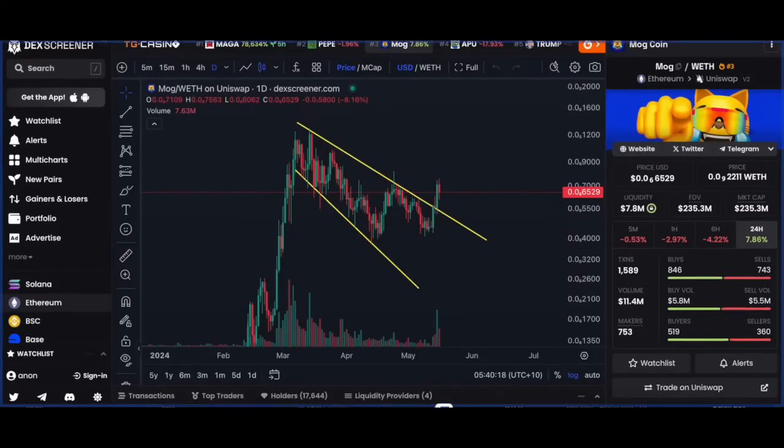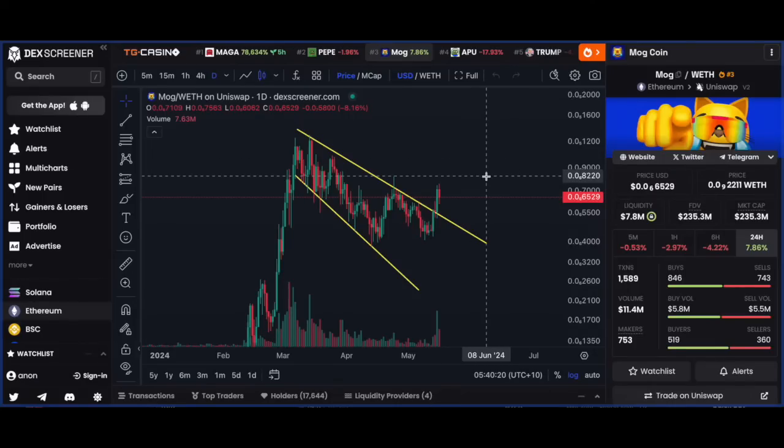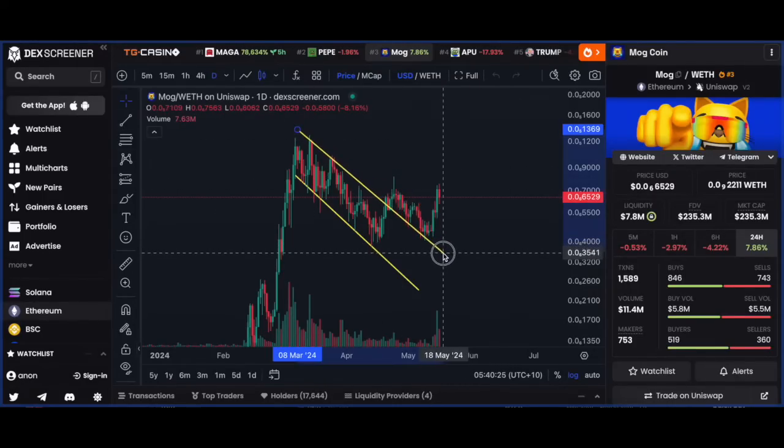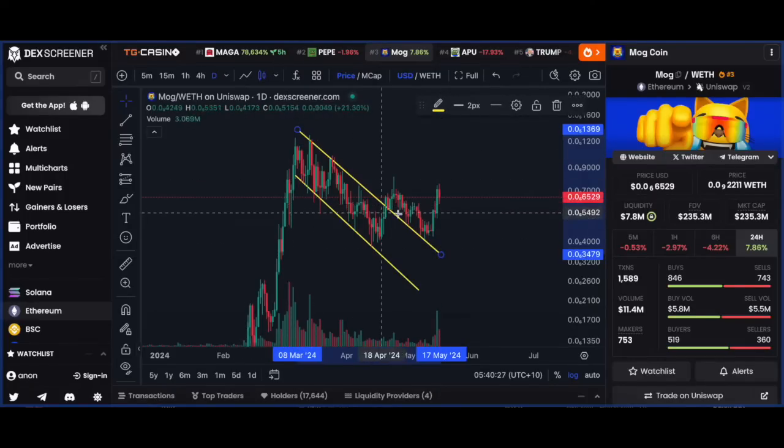I'll go to MOG now, because this is another one of my faves that I just have to be so patient with. So the trend initially was essentially here, right? We saw a massive move up.